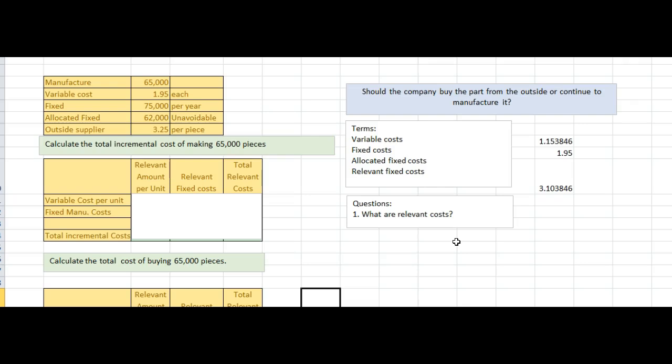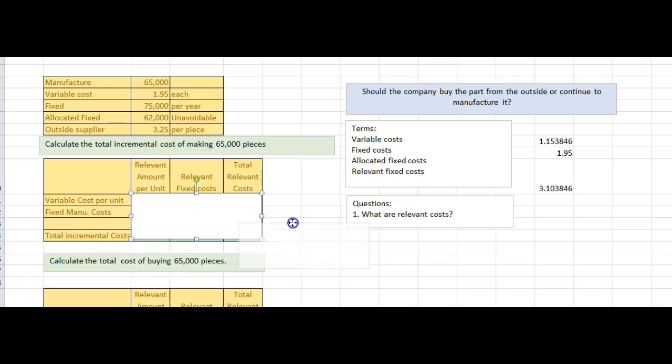So they just kind of throw that in there to kind of make you scratch your head. And the outside supplier can make it for $3.25 a piece. Now, well, you look at this and you think, well, hey, we can make it for $1.95. We're good. You got to do some calculations here. So let's see what we end up doing.